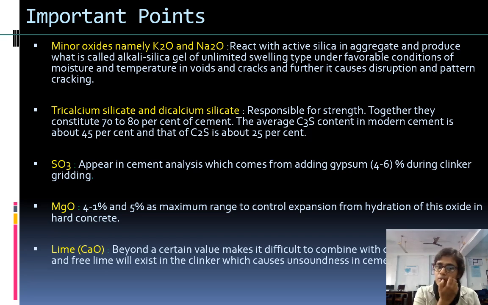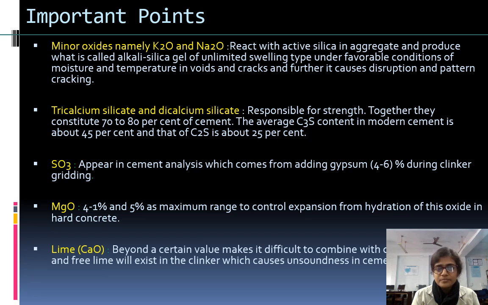The other major point is that tricalcium silicate and dicalcium silicate are responsible for strength. Together they constitute about 70 to 80% of the cement. Average C3S content is about 45%, and C2S is about 25%. Now SO3, its presence in cement is due to the addition of gypsum, so it is coming from there.